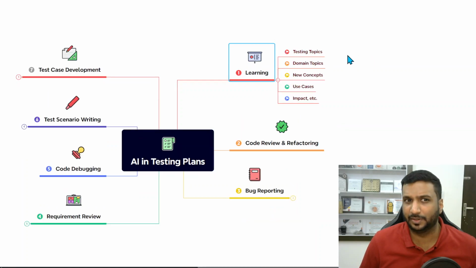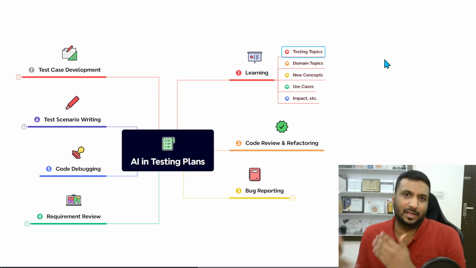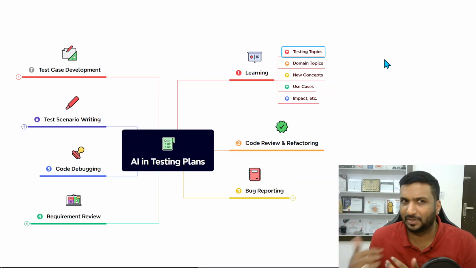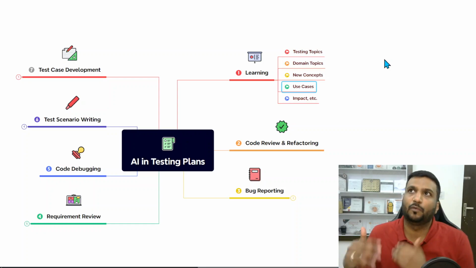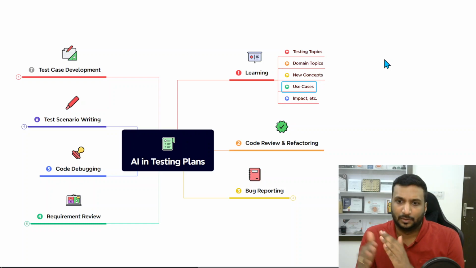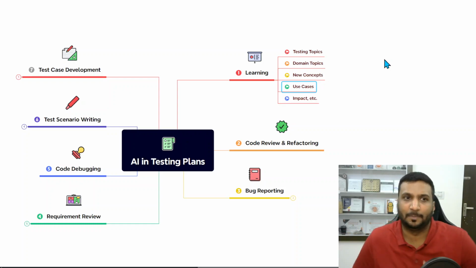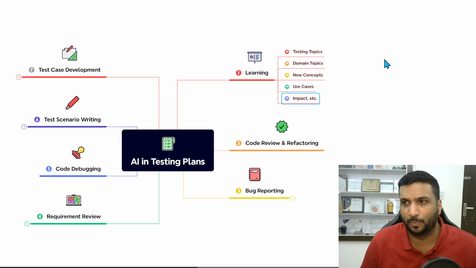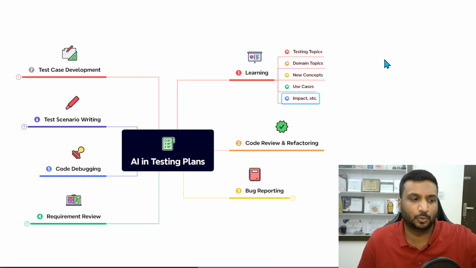So first is learning. Quick learning, quick ideas on some testing topics or new topics related to the domain, new concepts in general, thinking of use cases for certain kinds of technical topics, or the impact that certain things could bring in. So using AI to set a starting ground for that.